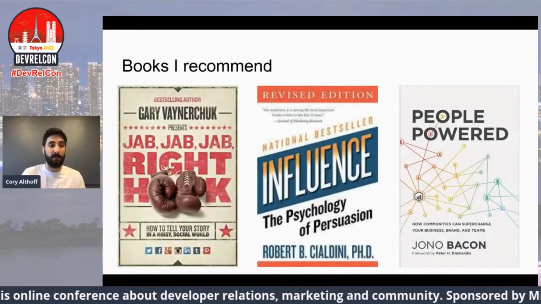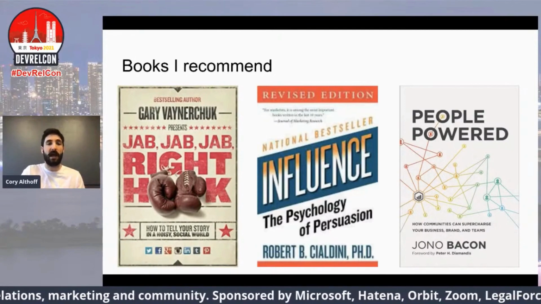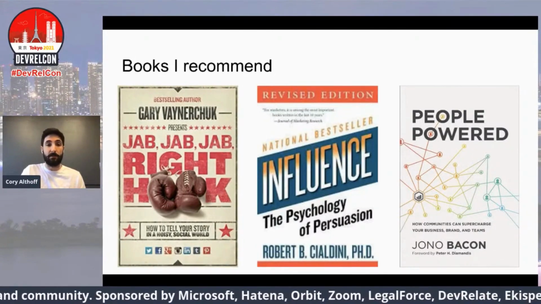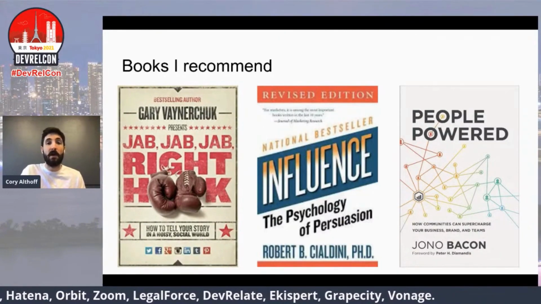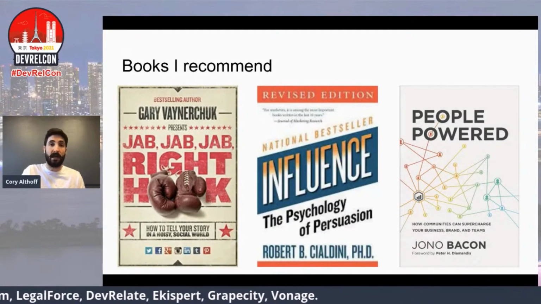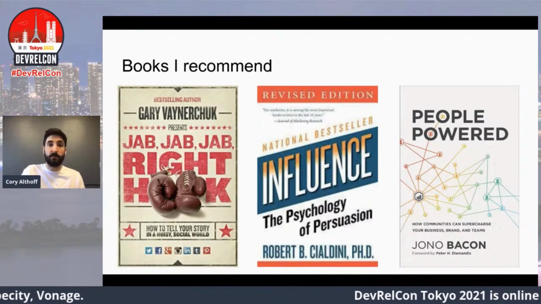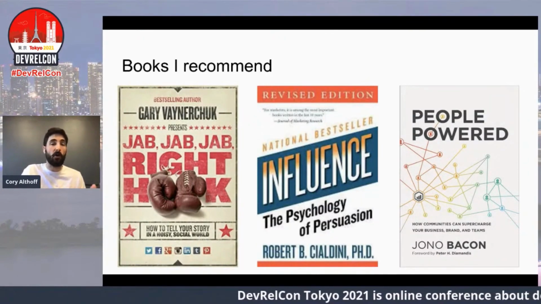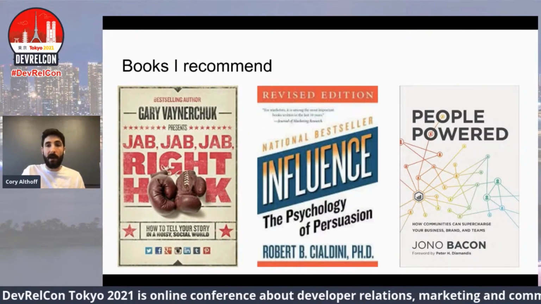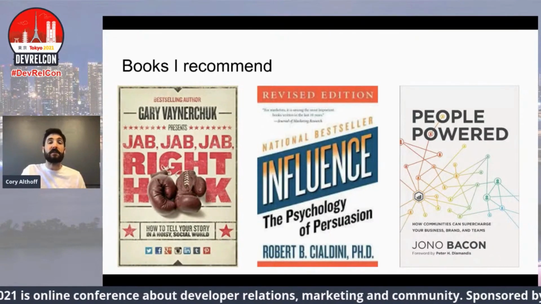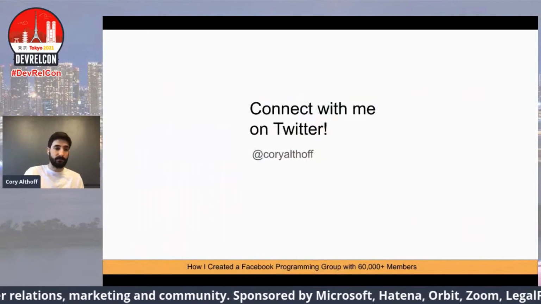Here are some books that I recommend if you want to learn more about creating a successful community. Jab, Jab, Jab, Right Hook, which I mentioned earlier, by Gary Vee. That is a great book that teaches you how to be effective on social media. So I definitely recommend checking that out. Influence is one of my favorite marketing books of all time. You learn a lot about social proof and how that impacts people's perception of you and how that can be helpful in marketing, all kinds of stuff. That's very, very helpful for anyone interested in marketing. And then People Powered by Jono Bacon is a great book that specifically talks about how to build a Facebook group. So I definitely recommend checking that out as well.